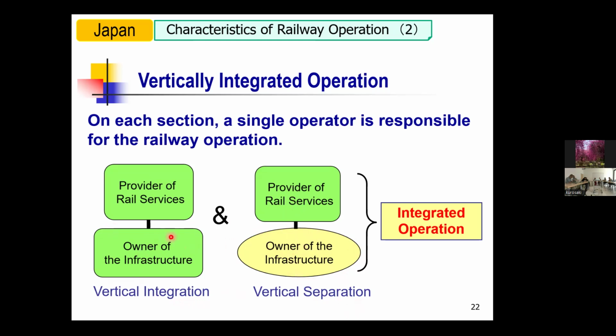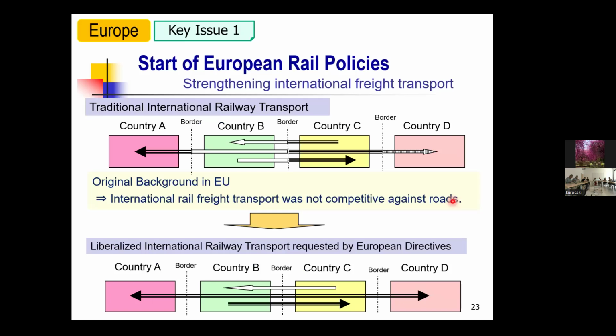In both cases, a single passenger railway company operates on each section, including infrastructure management. This is a characteristic of railway operations in Japan. Let's see the current railway operation in Europe. Since the creation of the EU, European Union, following the European railway regulation, railway operation is changing largely in European countries.